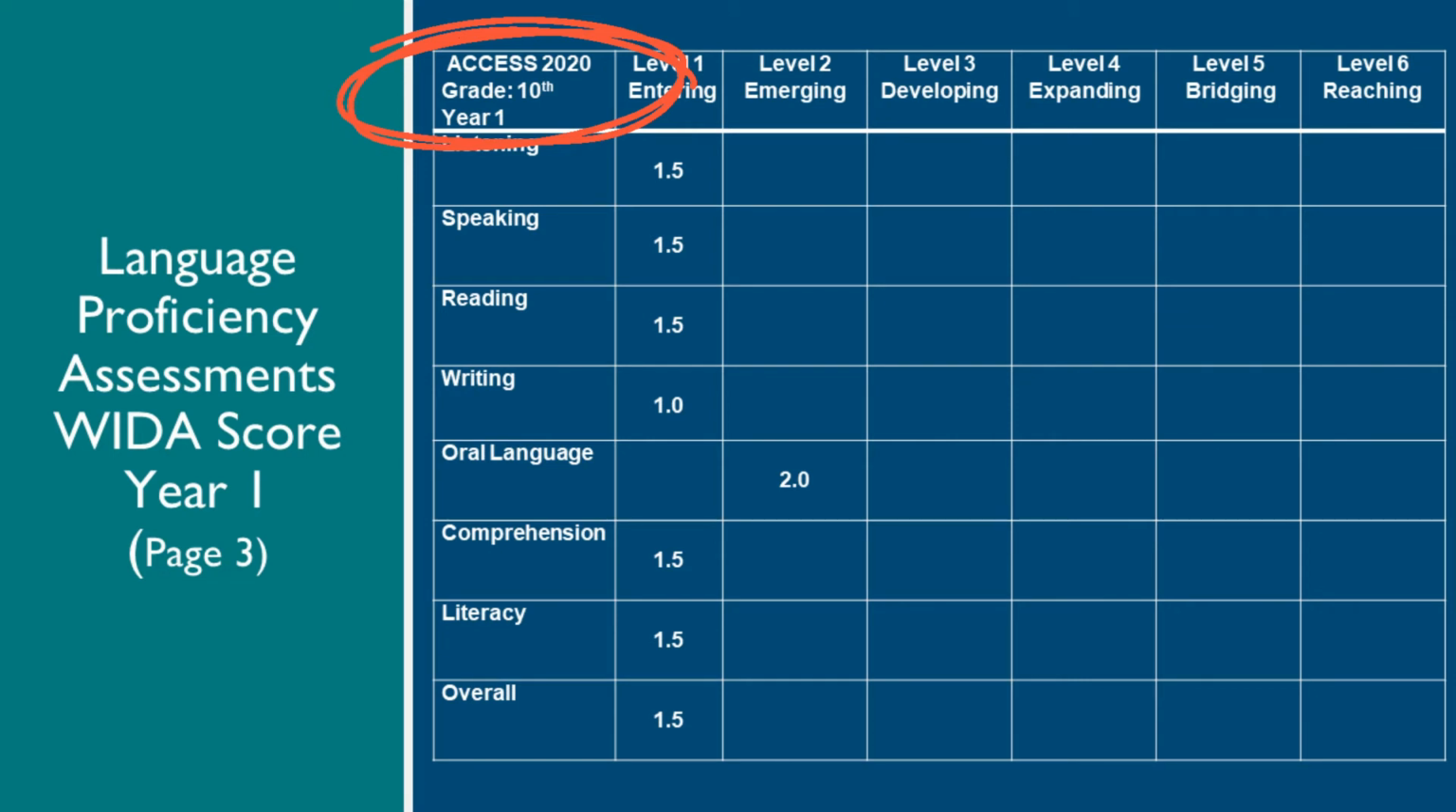The following slide demonstrates the results of his 2020 ACCESS scores as a 10th grade student and year 1 of Juan's ACCESS scores. His highest score is a 2.0 in oral language. The rest of the subset scores are 1.5, not including writing, which is still at a 1.0. The results are from the 9th through 12th grade ACCESS cluster test at a Tier A level.